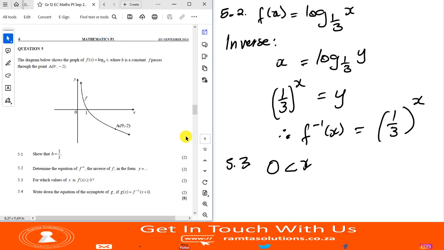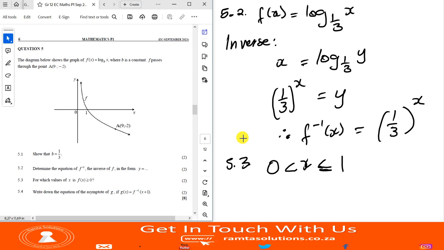But we're not going to consider a point below the x-axis because y values are negative. We only consider points above the x-axis. So this is when x is greater than 0, but less or equal to 1. Okay? But less or equal to 1.